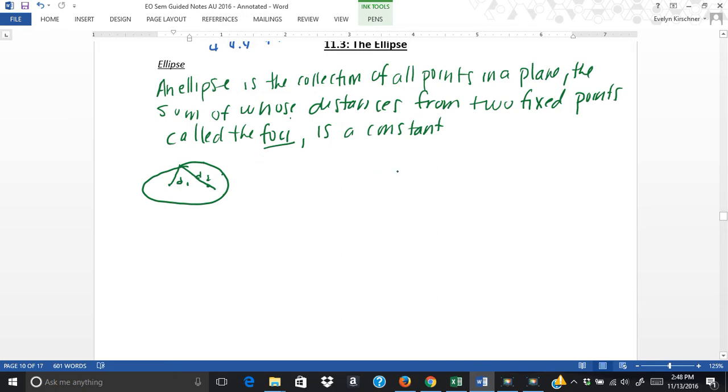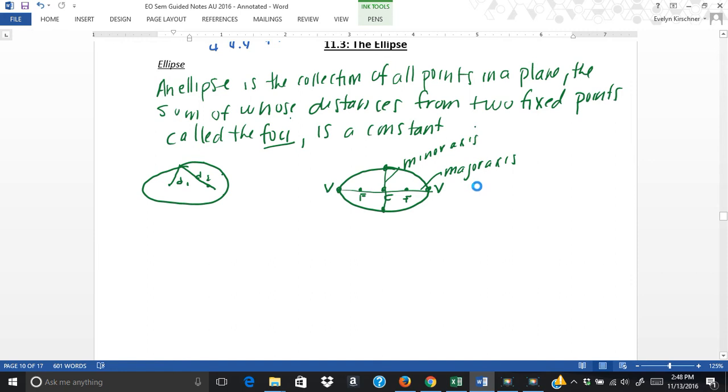So let's look at an ellipse. I have an ellipse. I have 2 points here. These are called the vertices. I have a point here, that's my center, and along here I have my foci. So all along here, this is called the major axis. And I actually also have some points here, and this is called the minor axis.